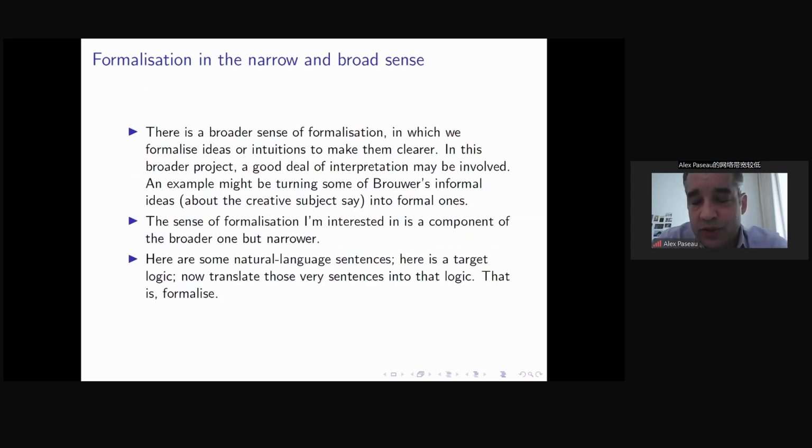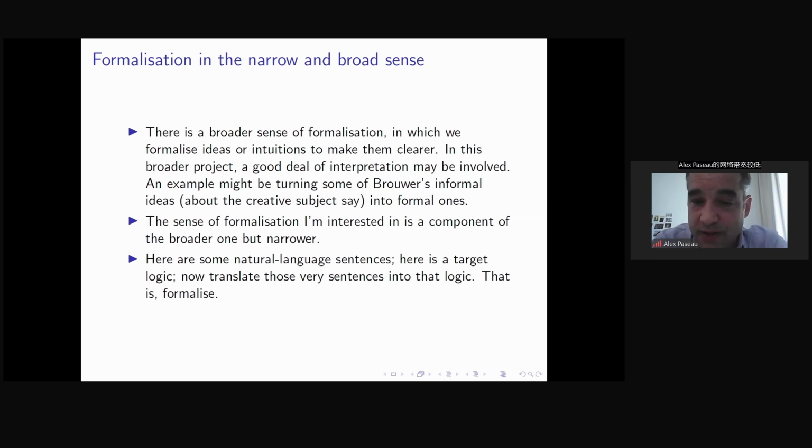Of course, I want to distinguish two senses of formalization. There's formalization in the narrow sense and formalization in the broad sense. There's a much broader sense of formalization in which we formalize ideas or intuitions to make them clearer. And in this broader project, a good deal of interpretation may be involved. A famous example of that is turning some of Brouwer's informal ideas into formal ones about intuitionistic mathematics and intuitionistic logic. Brouwer was not the one who formalized his ideas himself; it was his students and others. That kind of project is a broader one than the one I'm focusing on today.